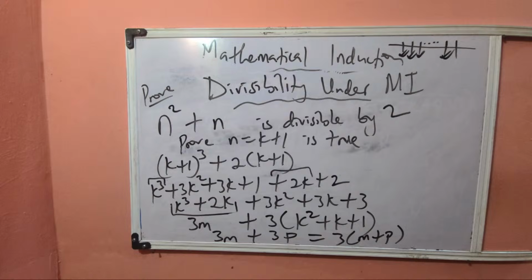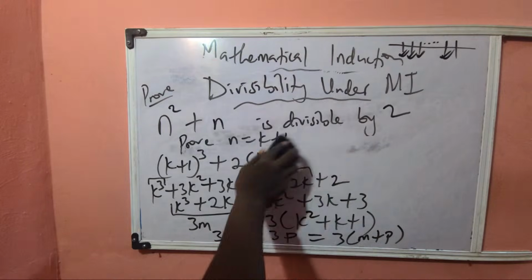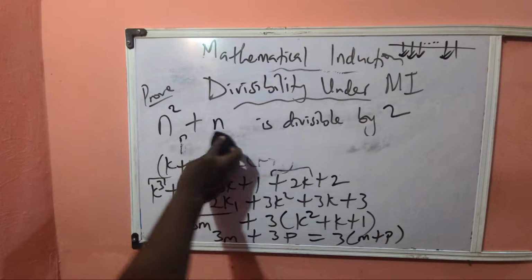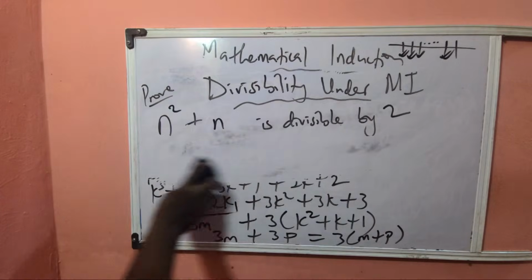Your base step, your inductive hypothesis, and then go on to prove that n equals k plus 1 is true. You will never go wrong. So try that very quickly. Let's see how it goes. If you have not given a thumbs up to this live feed, please do that very quickly.